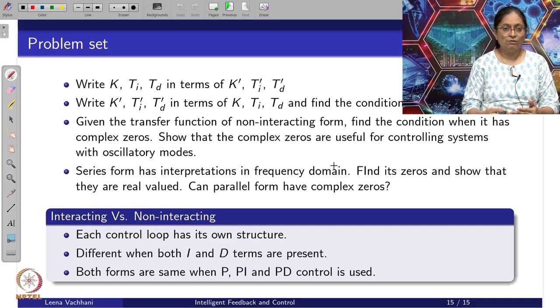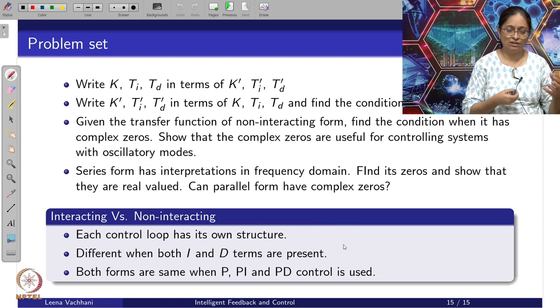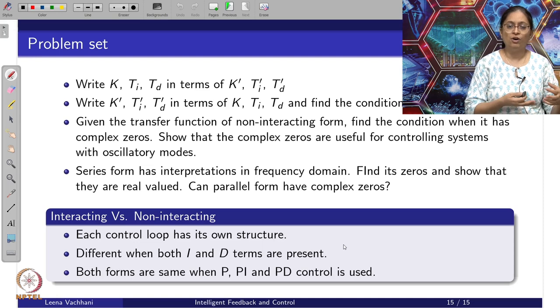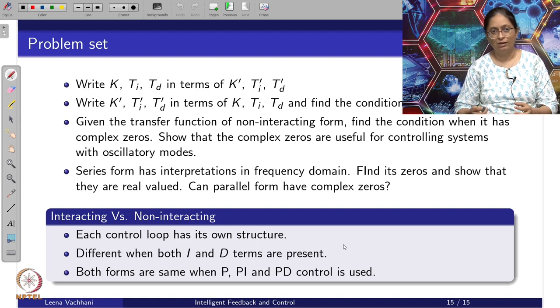If we look into the interacting versus non-interacting form, each control loop has its own structure. When both I and D terms are present, these structures are different, and both forms can be implemented in terms of proportional, proportional integral and PD control as well. But one has to look into whether I am implementing the interacting or non-interacting form, typically to address these oscillatory modes and so on. That's all for this. The next video is talking about the tuning methods for the PID control. Thank you.